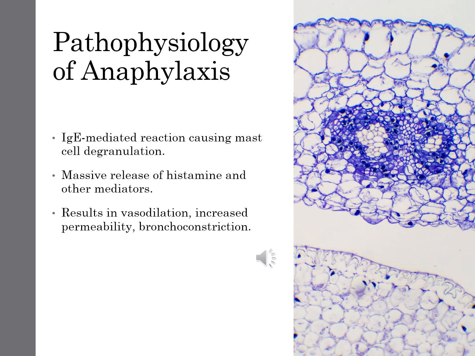This results in a massive vasodilation and capillary leak and can lead to bronchoconstriction. So our airway swells up and closes off. We have massive vasodilation, which leads to a huge drop in blood pressure, and our capillary leak starts leaking out all of our fluid from inside of our vascular space. So we have a potential cardiovascular collapse.